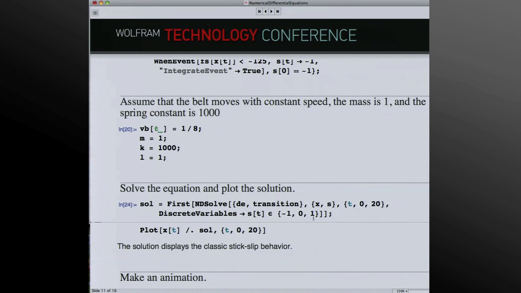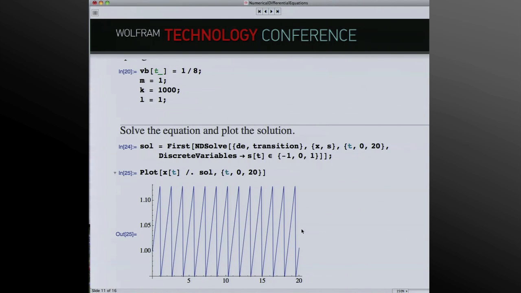Okay, it solves it, and here's the plot of the solution. Now, what does that actually look like? It's kind of hard to visualize that. But basically here, it's static, moving along with the belt, then it slips. Static, slips. And I'll just show you a quick animation that shows that.